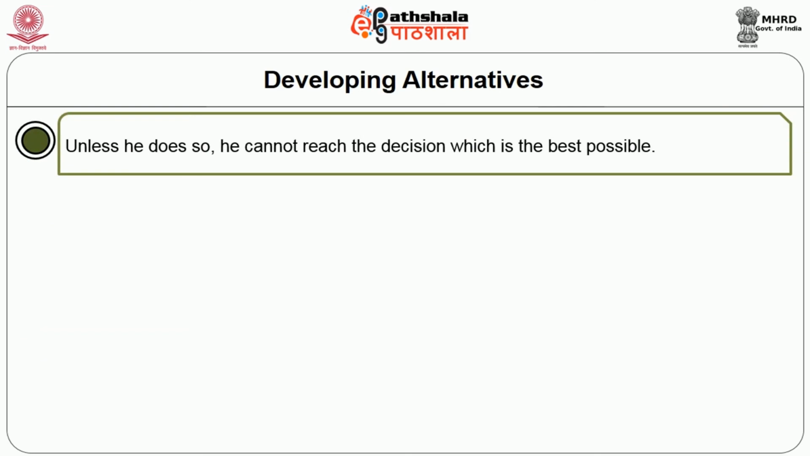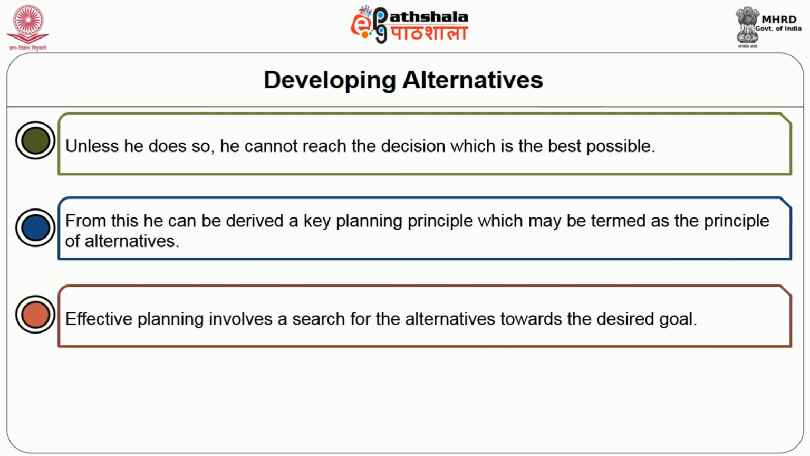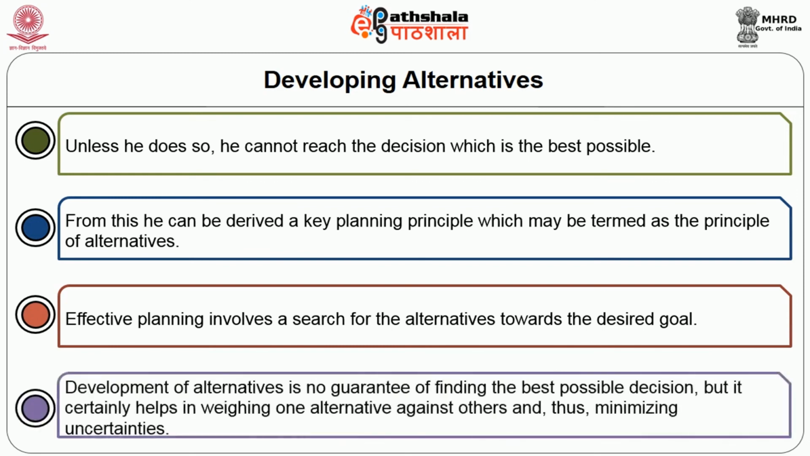From this, a key planning principle can be derived, which may be termed the principle of alternatives. Effective planning involves a search for the alternatives towards a desired goal. Development of alternatives is no guarantee of finding the best possible decision, but it certainly helps in weighing one alternative against another and thus minimizing uncertainties.